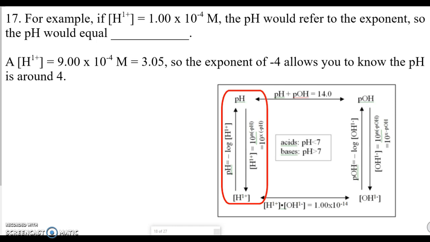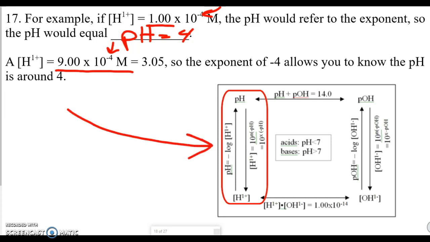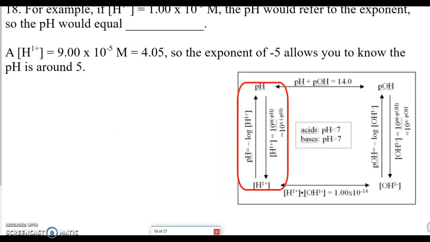For number 17, for example, if the hydrogen ion is equal to 10 to the -4th, the pH would refer to the exponent. So the pH, as long as there's a 1.00 out in front, this exponent actually tells you the pH. So the pH here is equal to 4. Now, I know this isn't on your sheet, but let's say the hydrogen ion concentration is 9.00 times 10 to the -4. This -4 tells us that our pH should be around 4. When we do the math, and I'll teach you how to do the math shortly, we actually get 3.05. So this exponent gives us a ballpark of where we should actually be for pH.